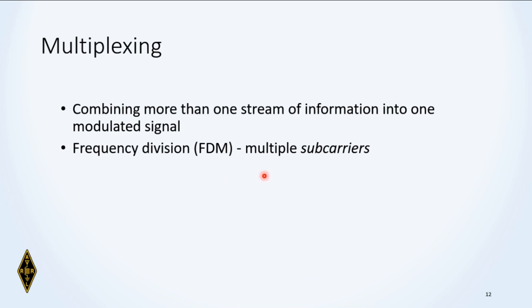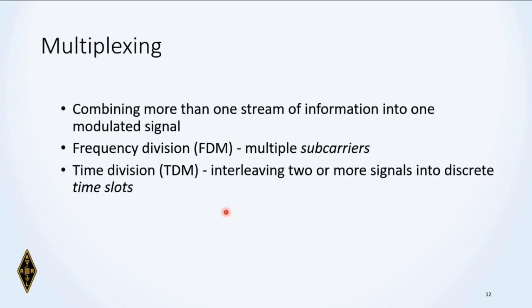frequency division multiplexing, where we're dealing with multiple subcarriers. That's the first style. There'll be two styles that we'll look at. That's usually analog. Then we're going to look at time division multiplexing, where we interleave two or more signals into discrete time slots. So I'm going to sample Kirby for a few milliseconds, and then sample David for a few milliseconds, and your audio is going to go into different time slots, but it'll happen so fast that it'll sound like you have independent channels.